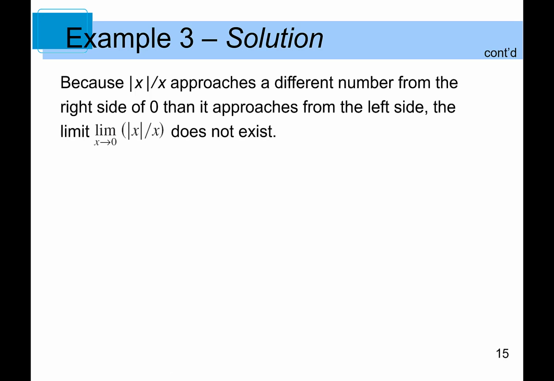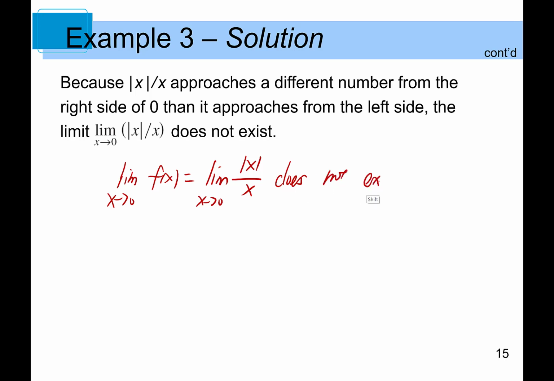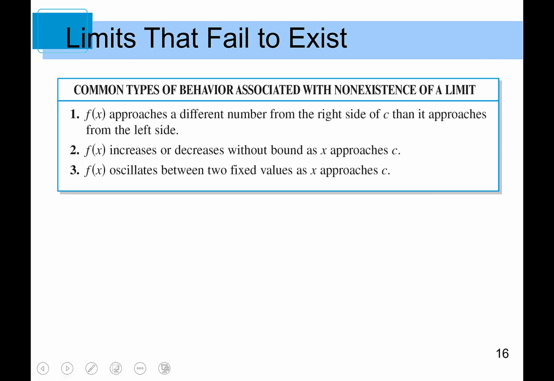Because absolute value of x over x approaches a different number from the right-hand side of 0 than it does from the left-hand side, the limit when x approaches 0 of f of x does not exist. So this is one particular case where a limit fails to exist.